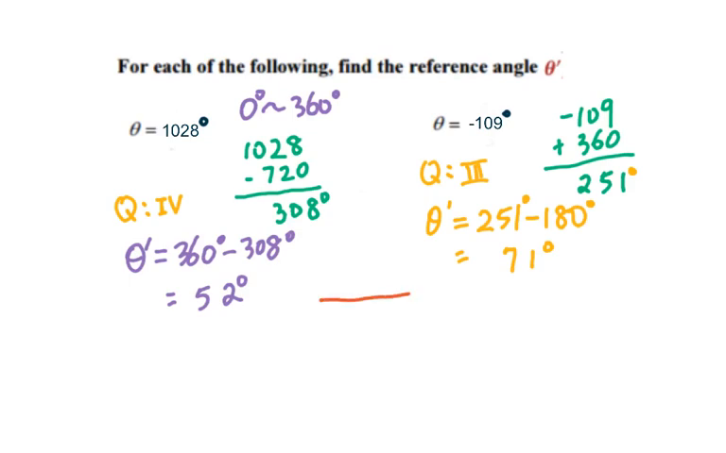When you decide the quadrant, remember here it's 0, 90, 180, 270, and 360, to decide quadrant 1, 2, 3, and 4.